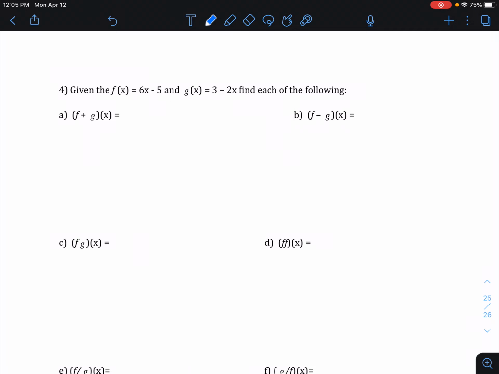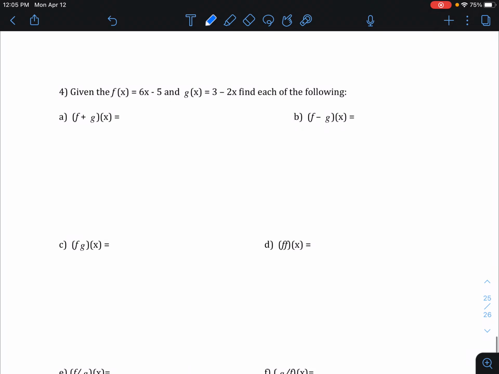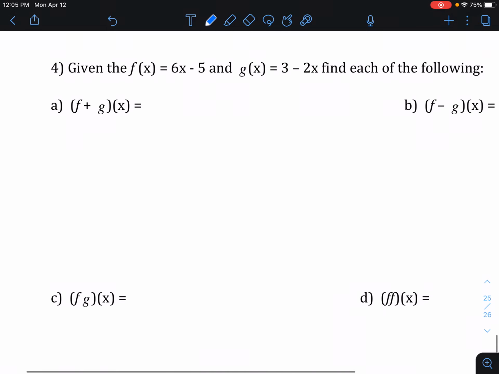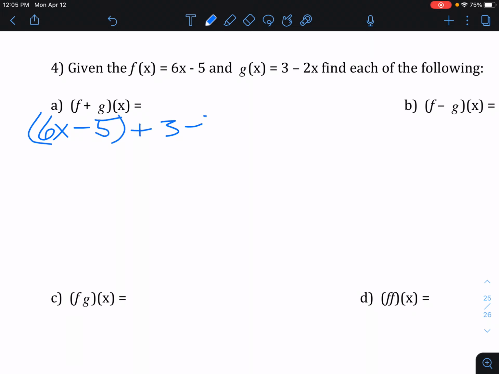In letter A, it wants me to add those together and keep the x there. Don't put in a number for x. So it would be 6x minus 5 plus 3 minus 2x. And we're just adding like terms. 6x plus -2x is 4x. Then -5 plus 3 is -2.